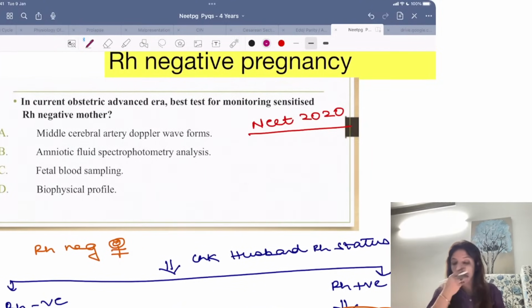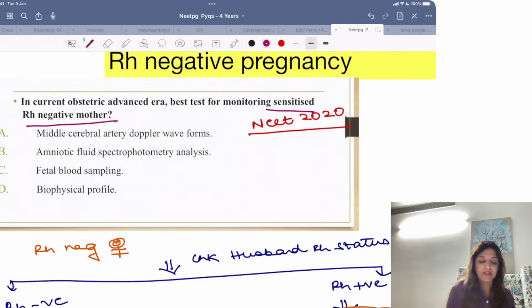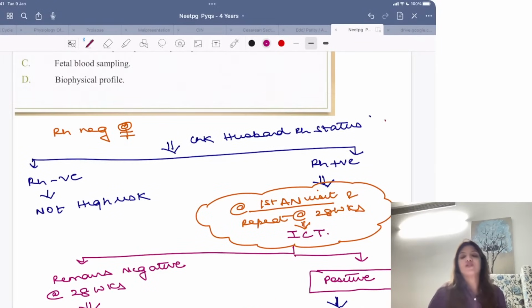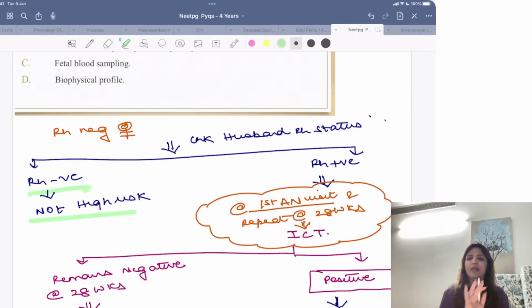Now, question on Rh negative pregnancy. In the current obstetrical advanced era, best test for monitoring a sensitized Rh negative mother. Now, first tell me, what is a sensitized Rh negative mother? Sensitized Rh negative mother means indirect Coombs test is positive. Now, whenever an Rh negative pregnant female comes to you, the first thing which you have to do is check whether her husband is Rh negative or positive. Because if her husband is also Rh negative, then this female is not a high risk female. I'm going to manage her like any other normal pregnant female, right?